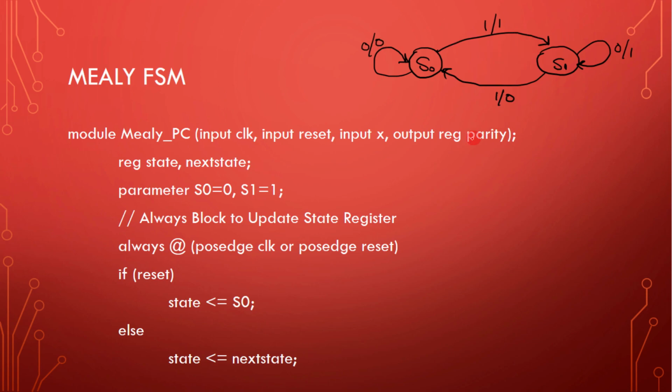This output is named here parity. So in this module, you are declaring 2 states of type register. This state is representing present state, whereas this is representing next state. As you can see, we have 2 states here, so we need only 1 bit to represent them. So I am representing here S0 is equal to 0 and S1 is equal to 1, and I am declaring it as a parameter so that they are considered as constants.